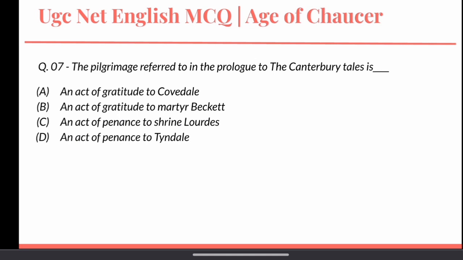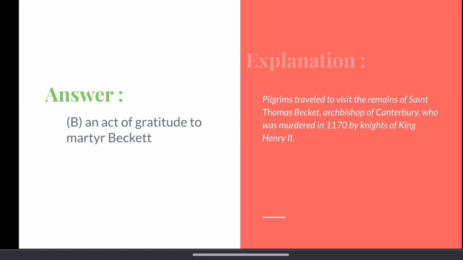The pilgrimage referred to in the prologue to the Canterbury Tales is an act of gratitude towards Marchior Becket. Pilgrims travel to visit the remains of St. Thomas Becket, who was the Archbishop of Canterbury, who was murdered in 1170 by the Knights of King Henry II.